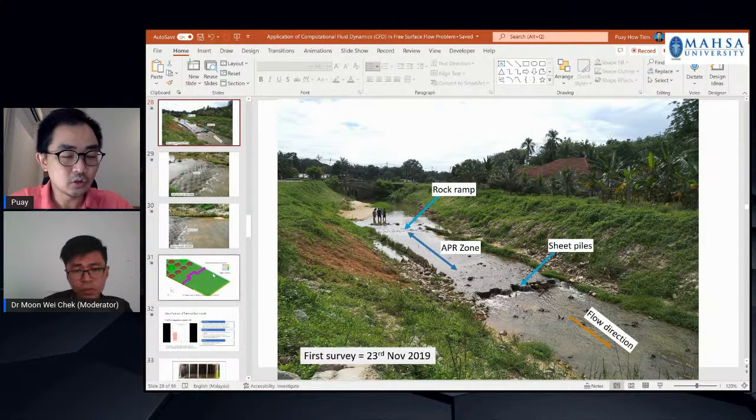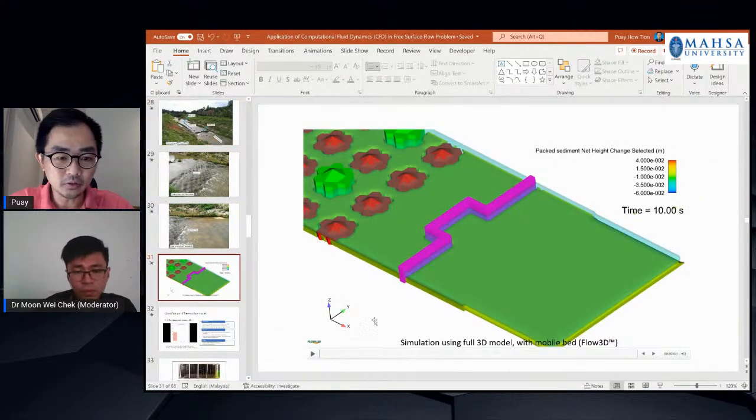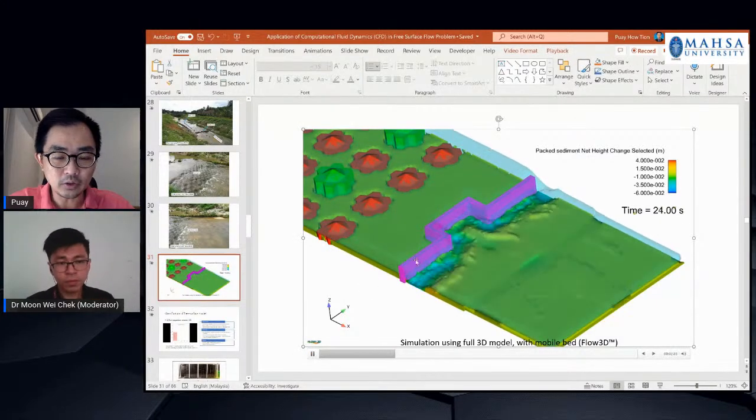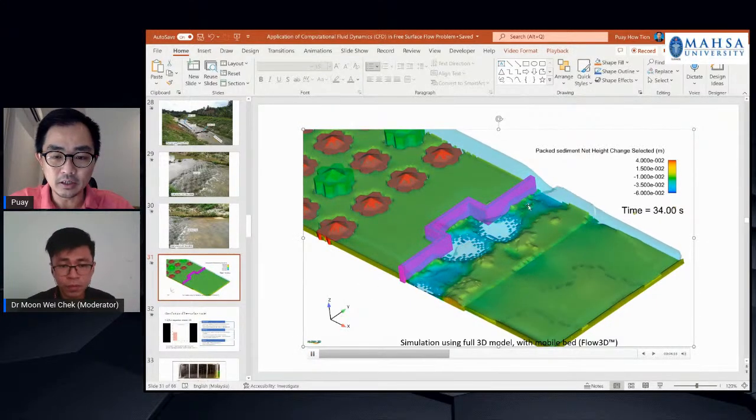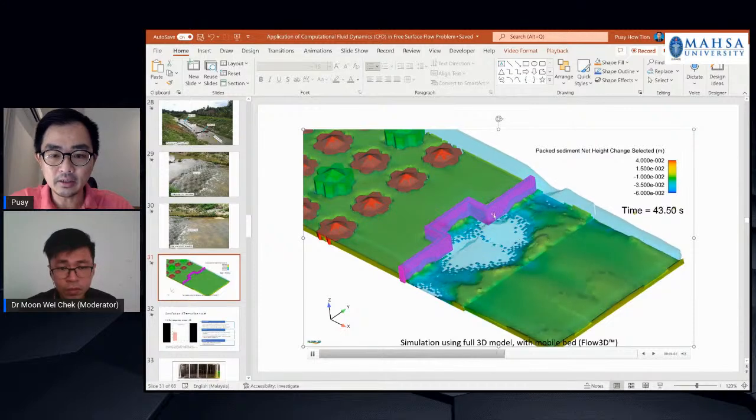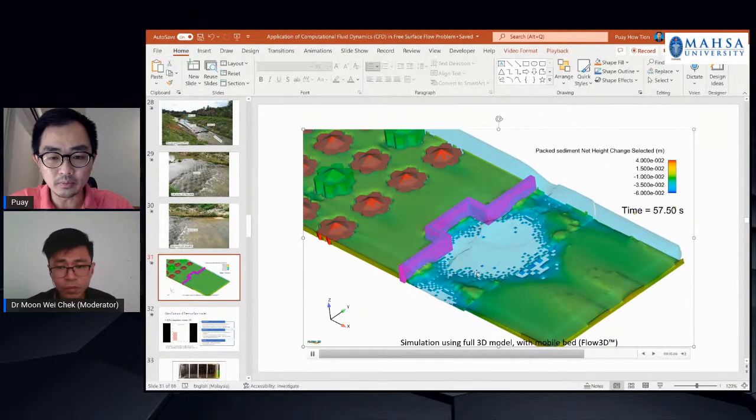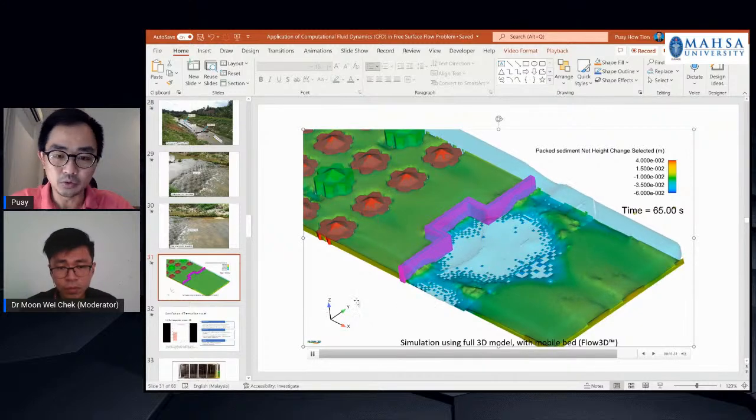So we replicate these phenomena with CFD, and at the downstream of this river, they installed sheet piles. So we use the CFD model to investigate the effect of the sheet pile. So you can see that actually the sheet pile causes quite severe erosion at the downstream. So some measure has to be taken at the downstream of the sheet pile to avoid this problem.